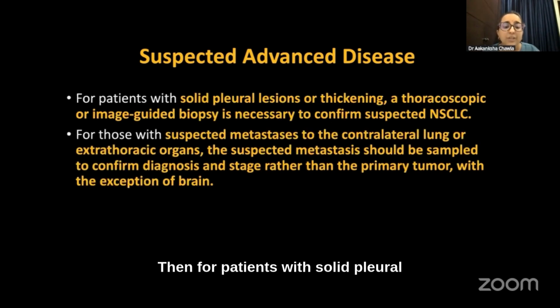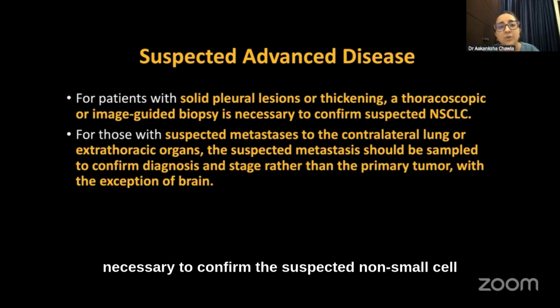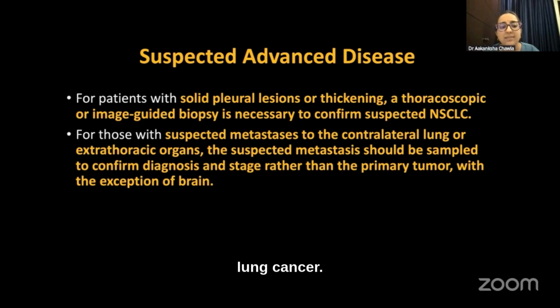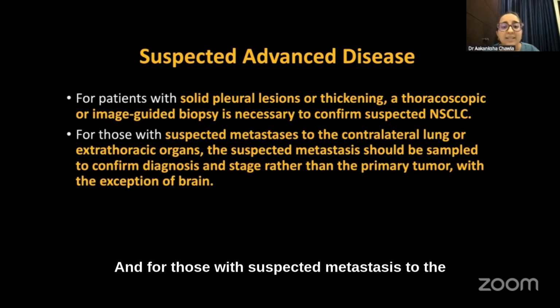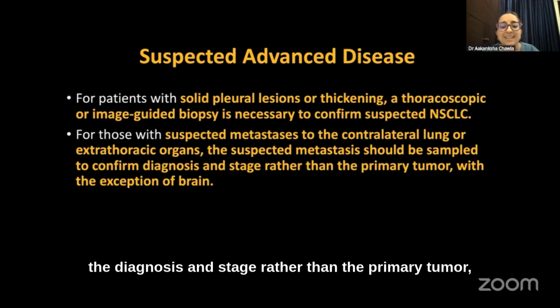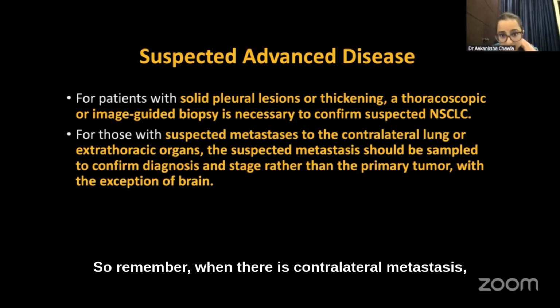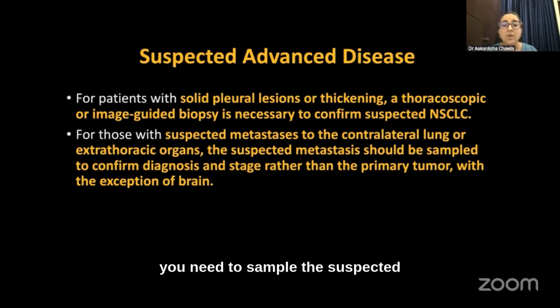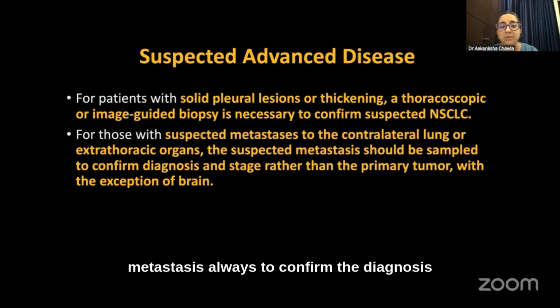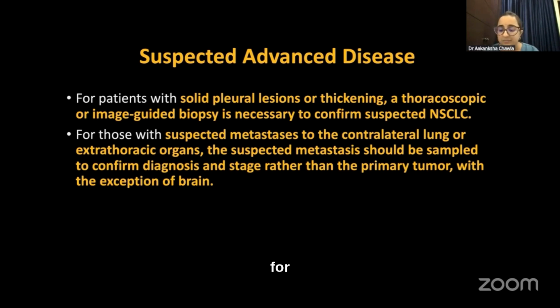Then, for patients with solid pleural lesions or thickening, a thoracoscopic or image-guided biopsy is necessary to confirm the suspected non-small cell lung cancer. And for those with suspected metastasis to the contralateral lung or extrathoracic organs, the suspected mets should be sampled to confirm the diagnosis and stage rather than the primary tumor, with of course the exception of the brain. So remember, when there is contralateral metastasis, you need to sample the suspected metastasis always to confirm the diagnosis and for staging as well.